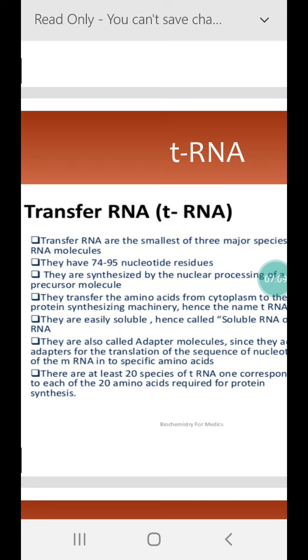They are even called adapter molecules. Why? Because they act as adapters for the translation of the sequence of nucleotides of the mRNA into specific amino acids. And there are at least 20 species of tRNA, one corresponding to each of the 20 amino acids which are required for protein synthesis.